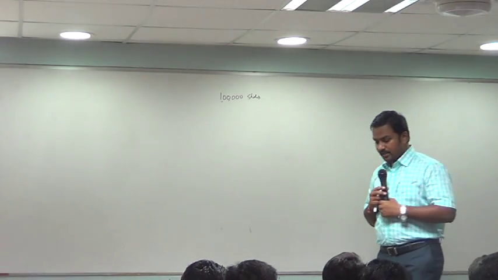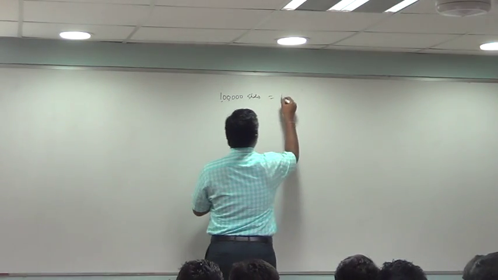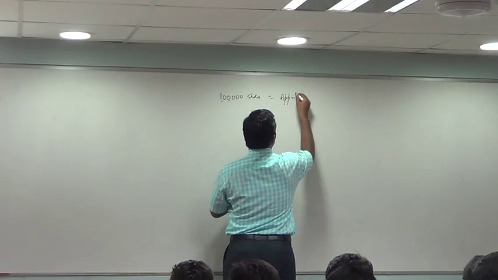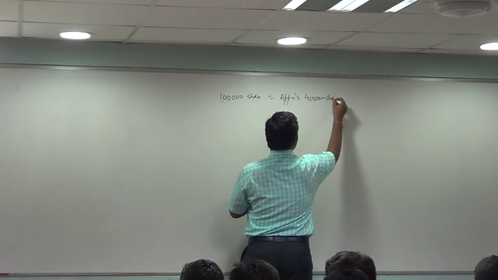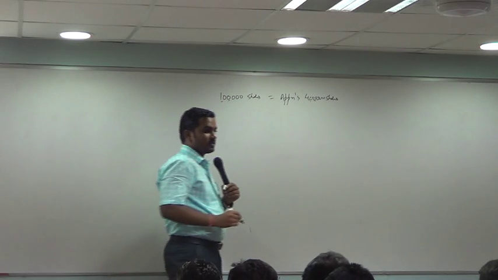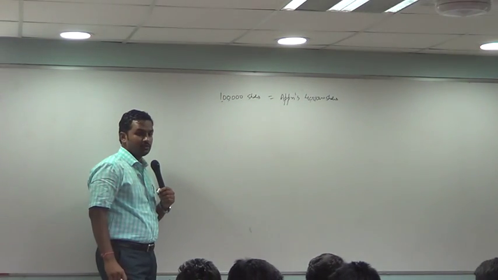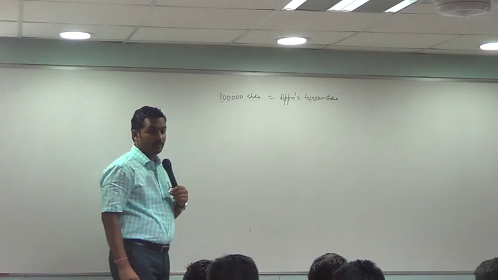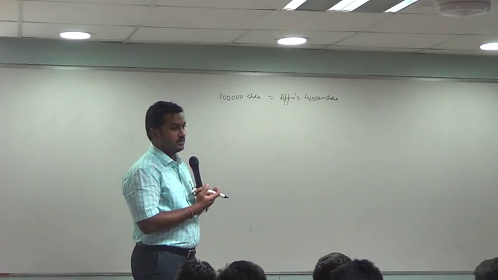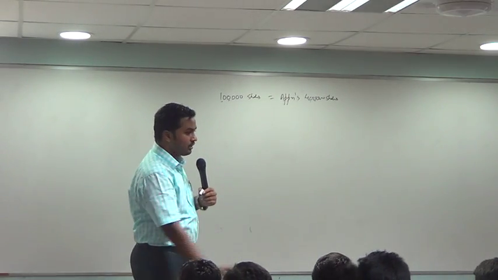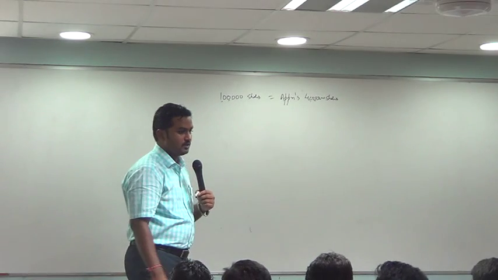Now, the company received applications for 4 lakh shares. People have applied for the shares, and the public has applied for 4 lakh shares in the company. That means oversubscription. The company wants to issue only 1 lakh but subscribed is 4 lakh. This situation is called oversubscription.